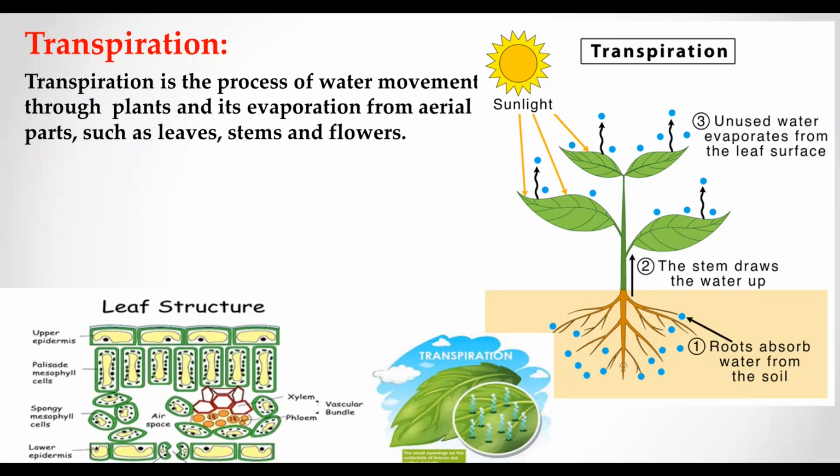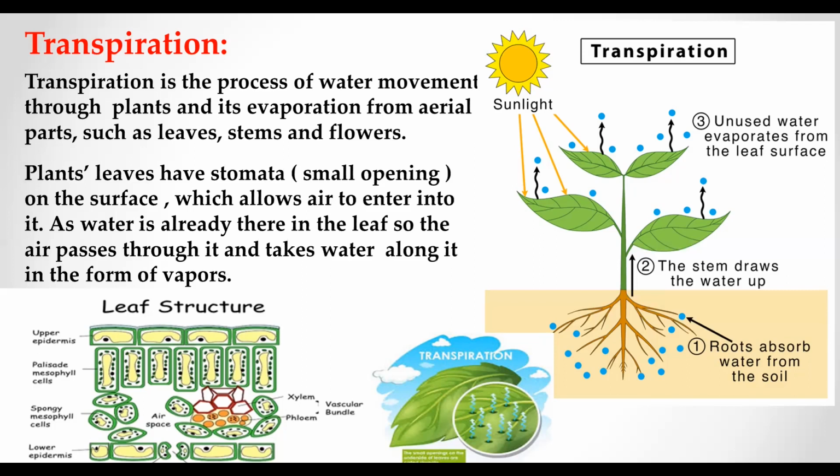Transpiration. Transpiration is the process of water movement through plants and its evaporation from aerial parts such as leaves, stems, and flowers. Mainly it happens through leaves because leaves have stomata. Stomata are the small openings inside the leaves. So here plants' leaves have stomata, small openings on the surface of the leaf which allow air to enter into it. As water is already there in the leaf, the air passes through it and takes water along in the form of vapors.